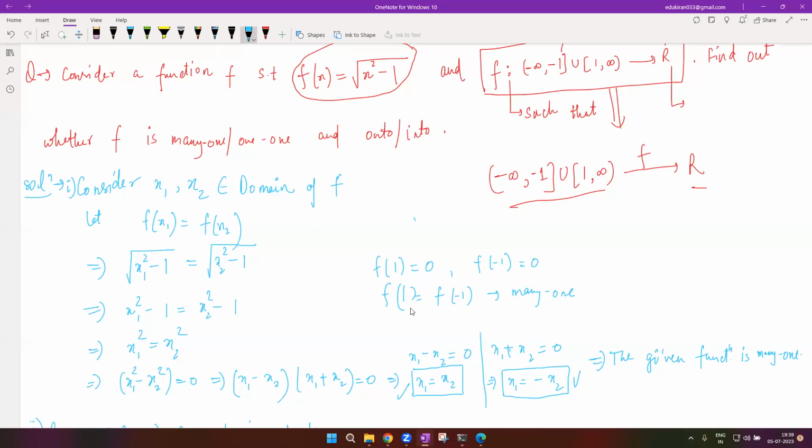Just show one case. Show them one case where the function turns out to be many one, and you can directly say that as f(1) equals f(-1), the given function is many one, because both are producing the same output.